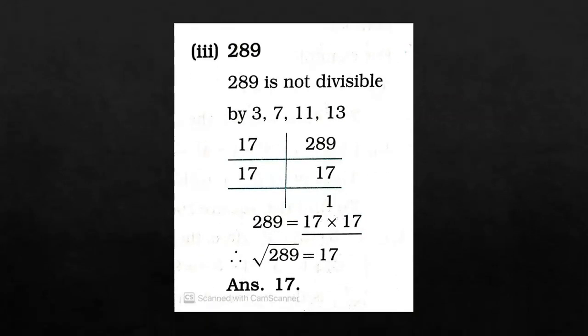Next, 289. Now this is a little tricky one. 289 is not divisible by 3, 7, 11, 13. It is straight away divisible by 17. And 17 into 17. So the prime factors of 289 are 17 multiplied by 17. This is a pair. You will underline it with a pencil. From this pair, you are going to pick out 1. And the square root of 289 is 17. That's your final answer.